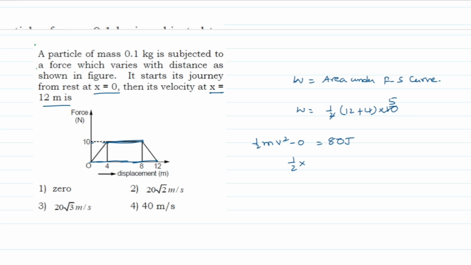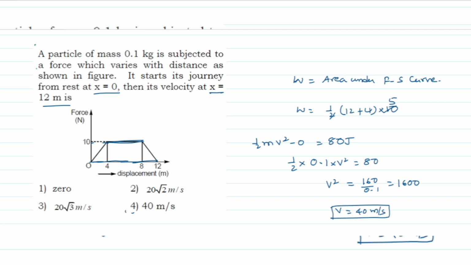mass value here is given as 0.1 kg, into v square, which will be equal to 80 joules as given. So you have to simplify this. V square equals 2 into 80, 160, divided by 0.1, and it comes as 1600. Then velocity you will get as 40 meter per second. So this is the velocity.